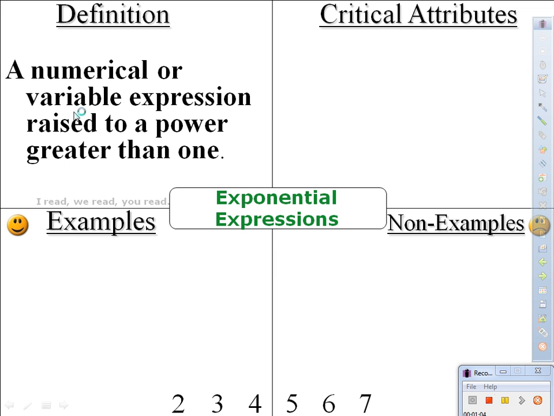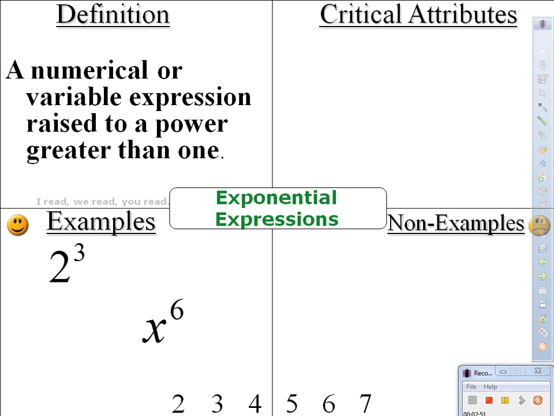Here it goes. The definition says numerical or variable expressions with a power greater than 1. This is just a numerical expression because it only has numbers. It's an expression because it doesn't have an equal sign. Does it have a power greater than 1? Yes. Let me show you another one. This one, x to the 6th. This one's not a numerical expression because it has a variable. This is a variable expression. It's not an equation because it doesn't have an equal sign. Is the power greater than 1? Yeah, in this case the power is 6. Are we there so far? Okay.